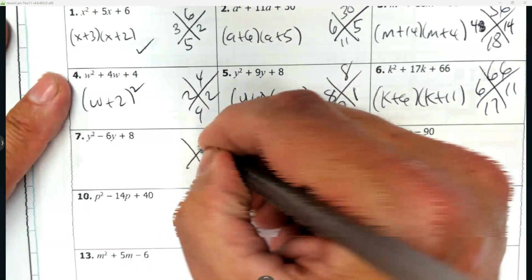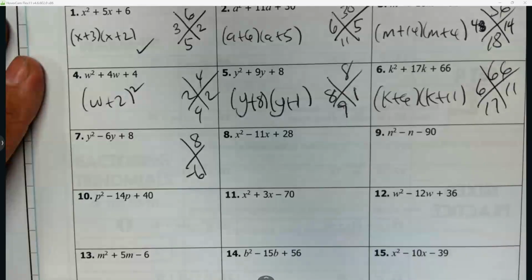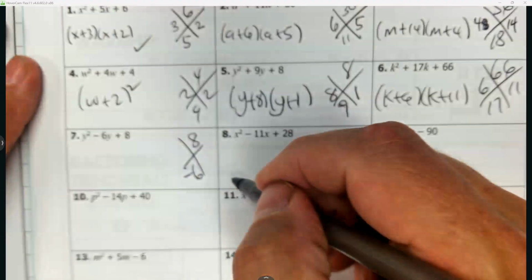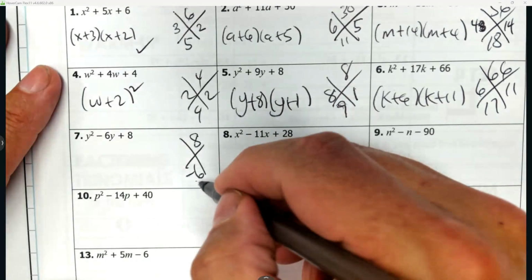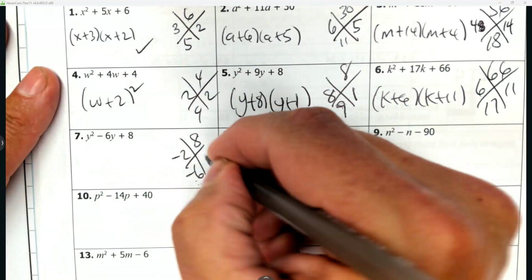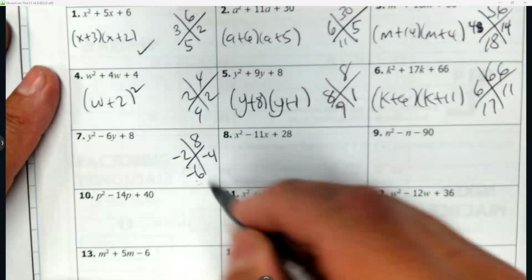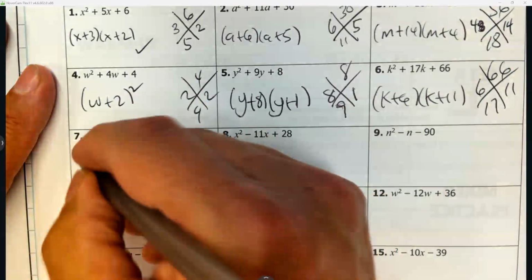two numbers that multiply to 8, but now it's negative 6 on the bottom. So we're still adding because the last number is positive, but the numbers are going to be negative. So negative 2 and negative 4. They multiply to positive 8 and add to negative 6.